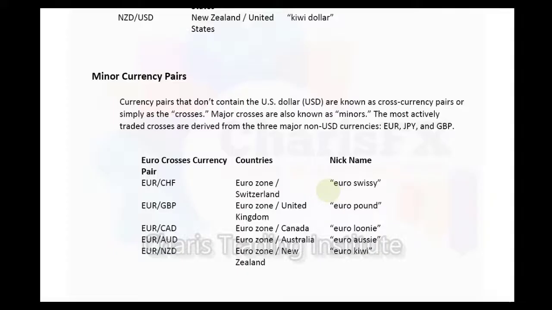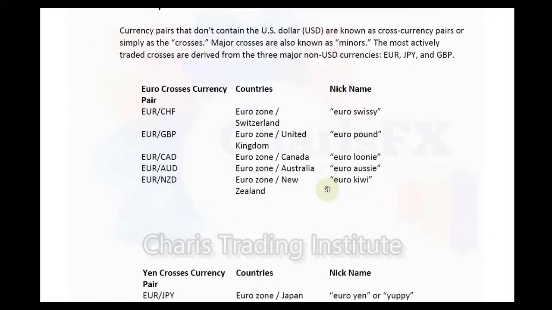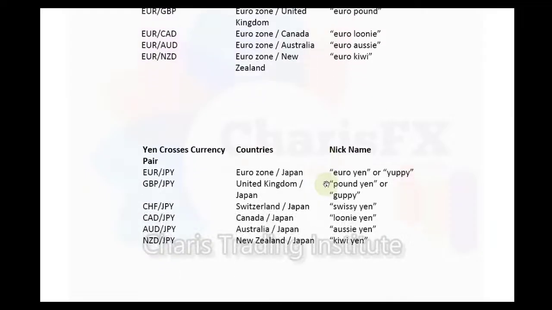Okay, what I'm teaching you is a systematic method of trading the foreign exchange market like a professional. I don't just want you to trade the market without knowing what you are doing. I want you to have a detailed knowledge of what you are doing as a professional trader. Okay, so let's proceed. We have yen crosses.